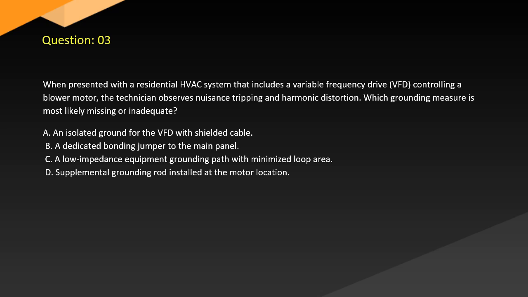A. An isolated ground for the VFD with shielded cable. B. A dedicated bonding jumper to the main panel. C. A low impedance equipment grounding path with minimized loop area. D. Supplemental grounding rod installed at the motor location.